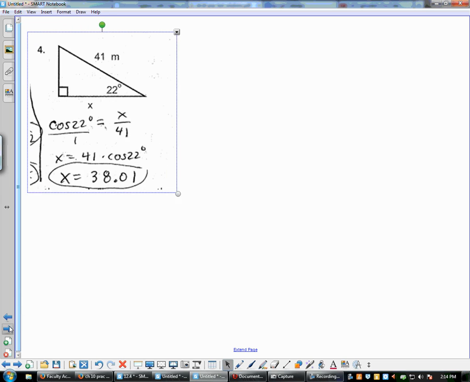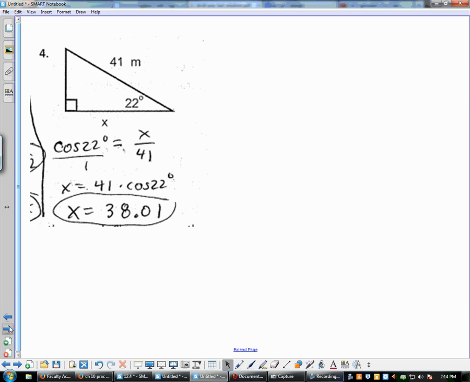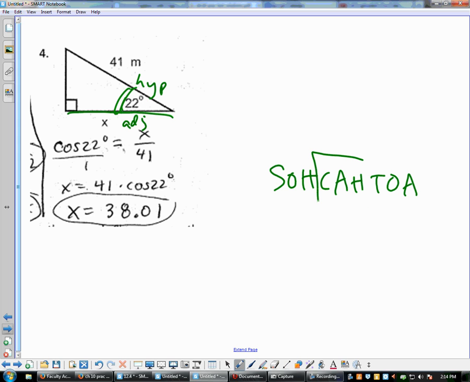For number 4, you are trying to find x here. This time we must use trigonometry. This angle is 22. We're trying to find the adjacent side, but we do know the hypotenuse. Which trig function in SOH CAH TOA involves adjacent and hypotenuse? That's the cosine. So we take cosine of 22 is going to equal adjacent over hypotenuse.